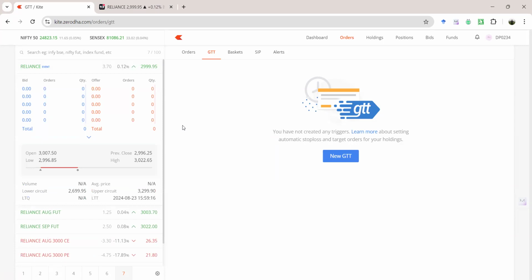What is LTQ and LTT? Last traded quantity and last traded time. Yes.